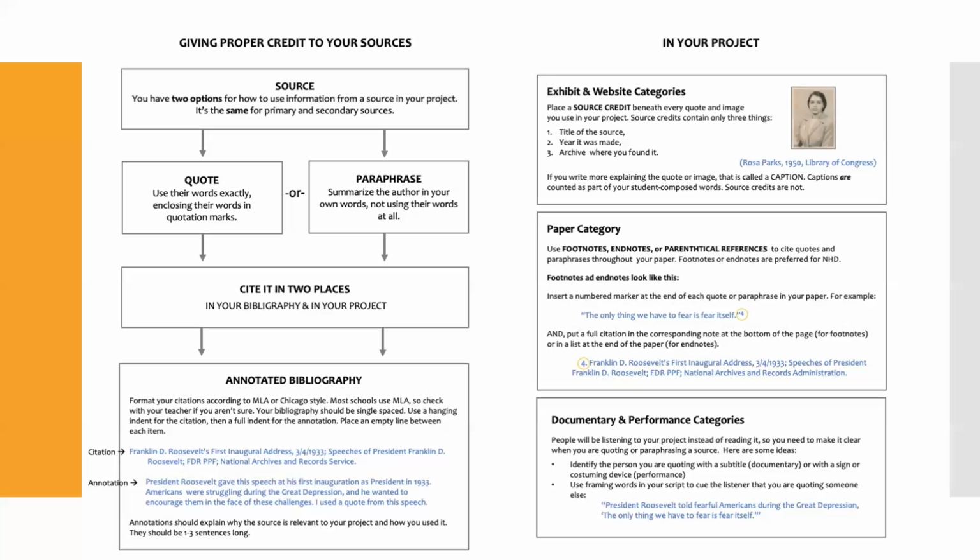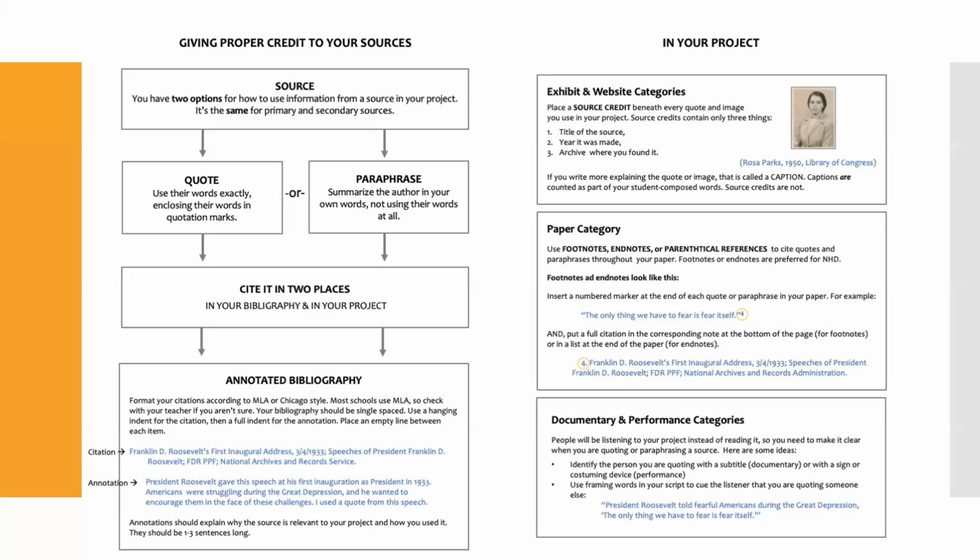The caption is a student explaining something about the image or the quote. So those do count towards their student composed words, but source credits don't count towards the student composed words. If students are competing in the paper category, they need to use footnotes, endnotes, or parenthetical references to cite the quotes and paraphrases that appear throughout the paper. Now, we allow MLA or Chicago style. Either one is fine. I will say that historians prefer to use footnotes or endnotes in paper writing because it just works better and allows judges to more easily track the sources.